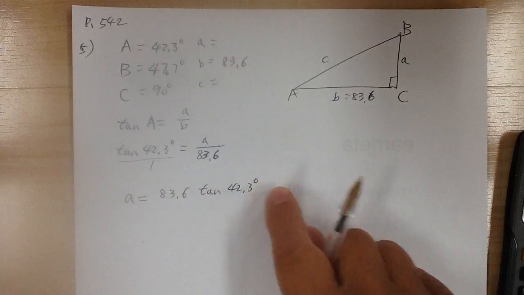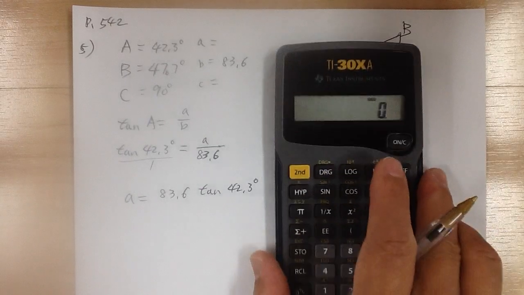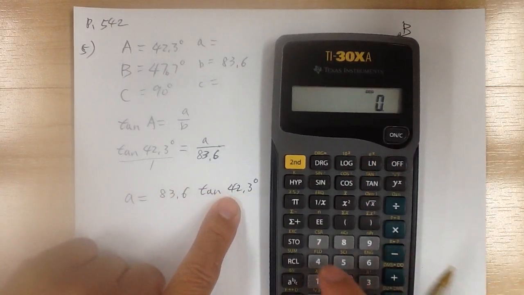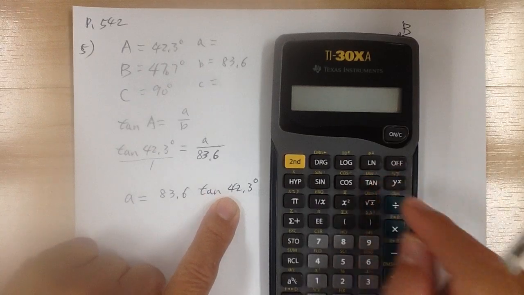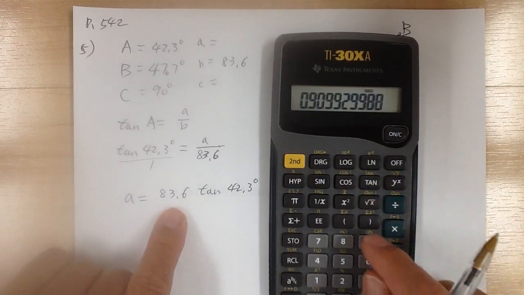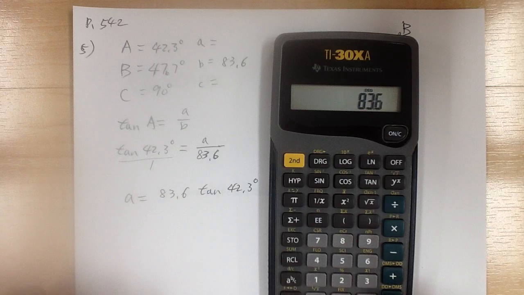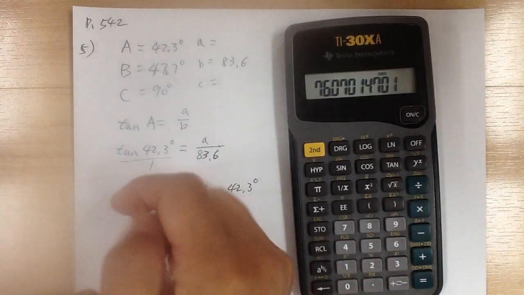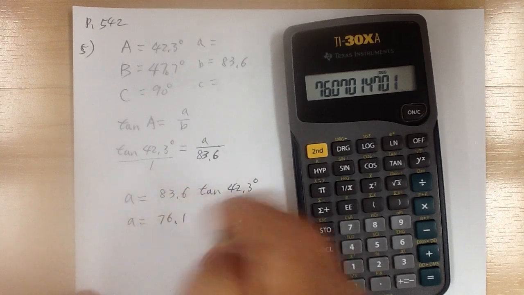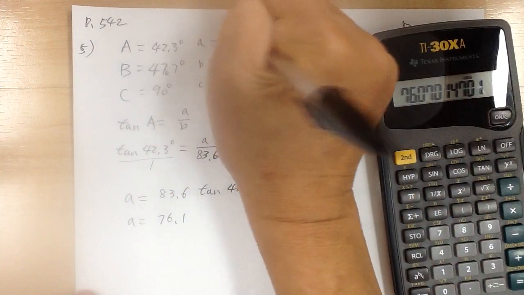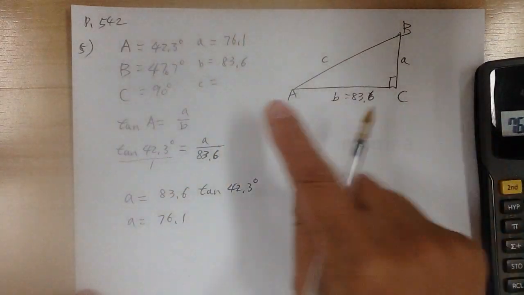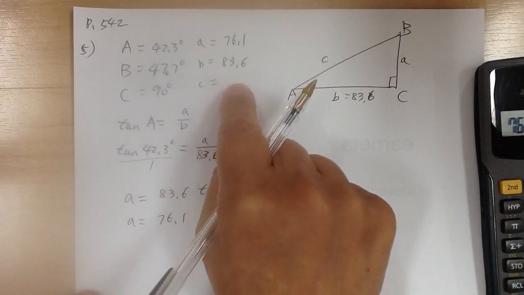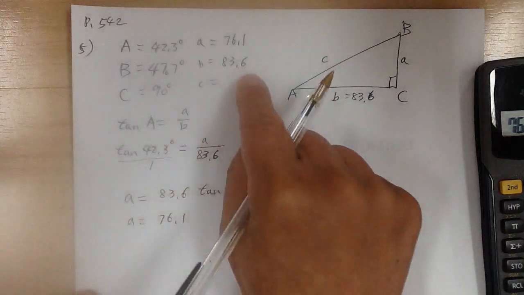Again, remember to write your degree. Okay, then get your calculator. For this I like to work backward. So 42.3 tangent times 83.6 equals 76.1. Okay, so put over here 76.1. And then now you have to look for c. Again, by looking at this, you can see what you're missing, so that way you make sure you got everything.